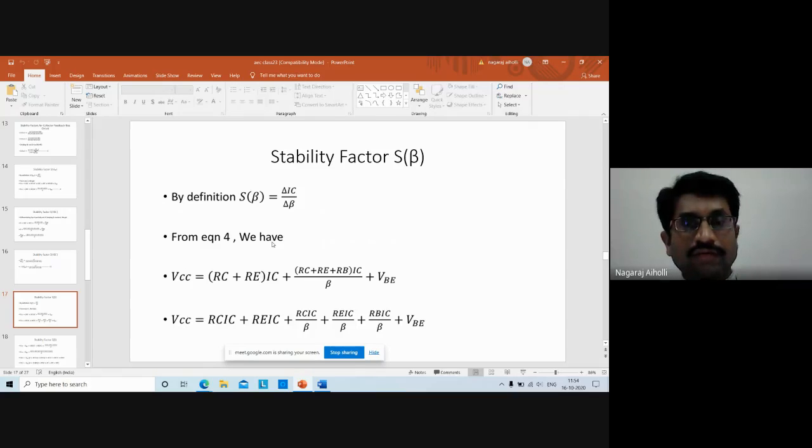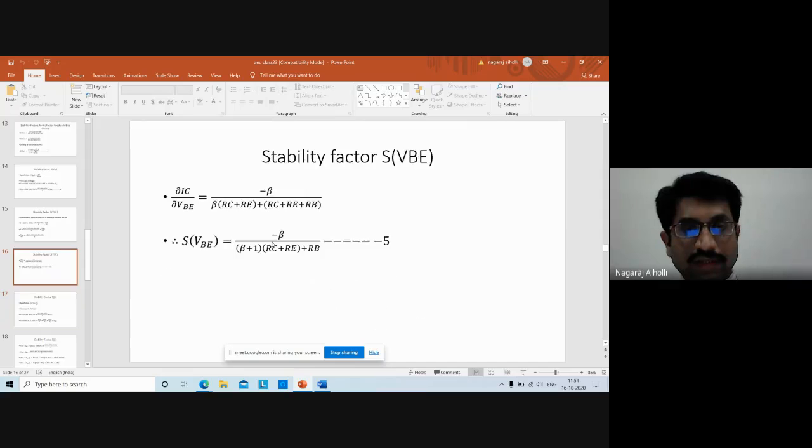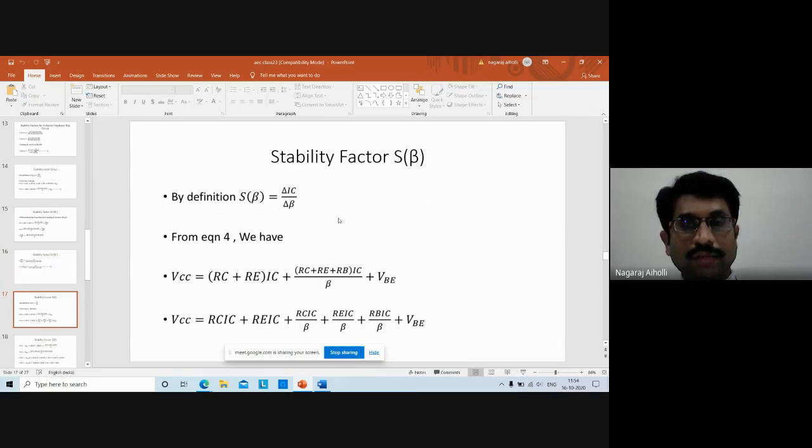Whatever we have got from the previous derivation. But in the examination, if they ask only for S of beta, you have to take the input portion equation and get it in this form. But if they ask all three, that is S of ICO, S of VB, S of beta, then you can take equation 4 from the previous derivation and use it directly.